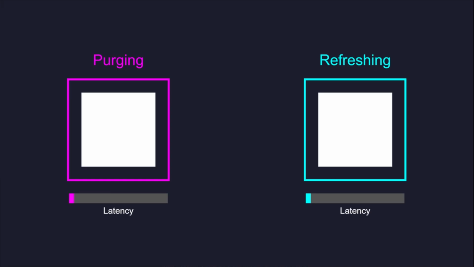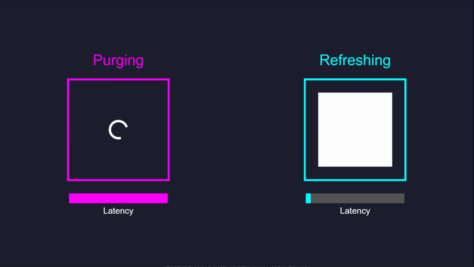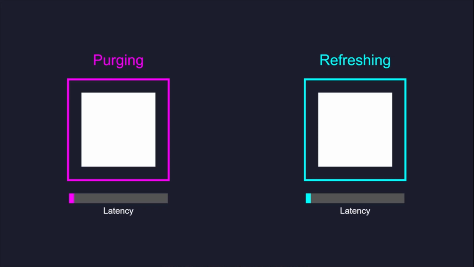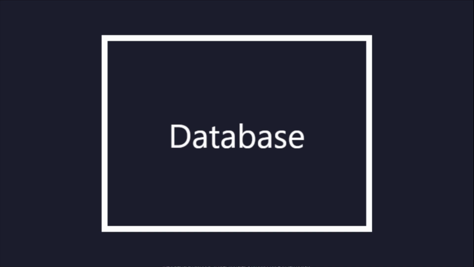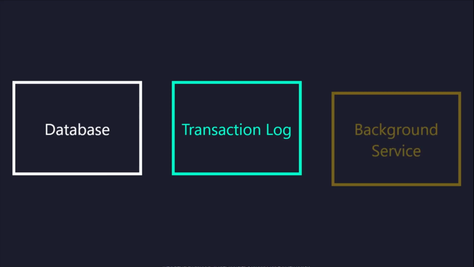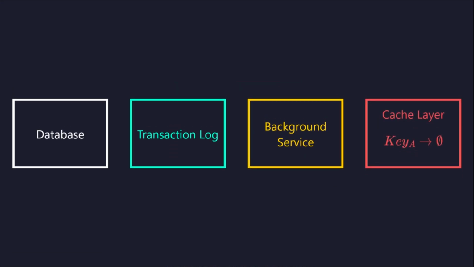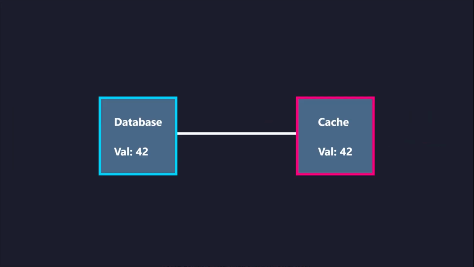Purging simply removes the data, while refreshing fetches the new value immediately. Purging is safer, but causes a latency spike for the next requester, who must wait for a database fetch. Advanced systems use change data capture. The database transaction log is monitored. Any committed change triggers a background service that invalidates or updates the corresponding keys in the cache layer.